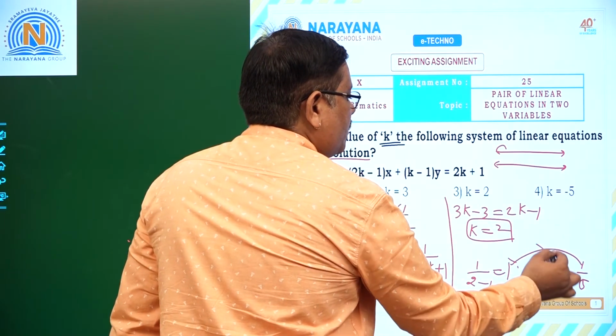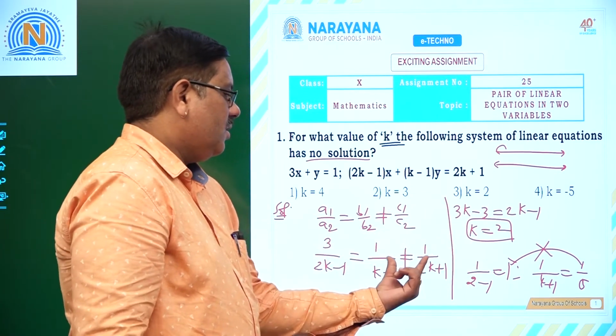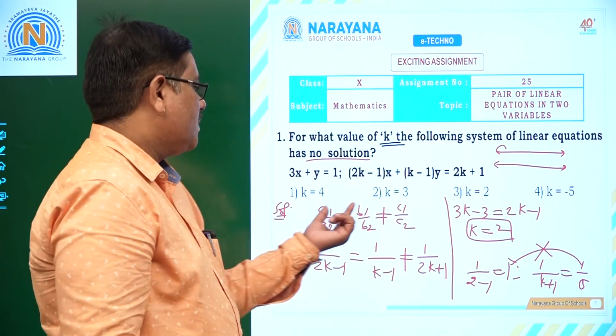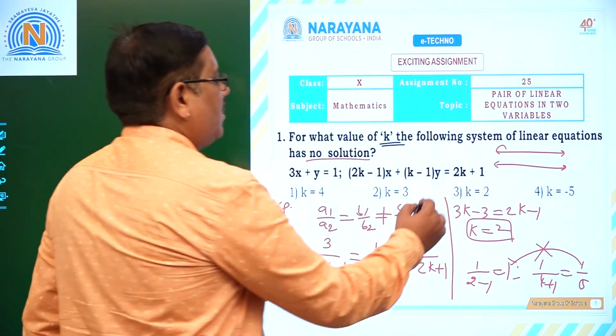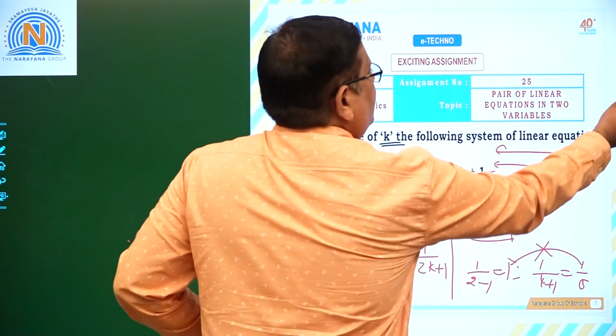This means these two values are not the same. So for k equal to 2, the not-equal-to condition is also satisfying, and a1 by a2 equal to b1 by b2 is also satisfying. So the k value is 2 here. That is the right answer. That is nothing but the third option. Let us see the next question.